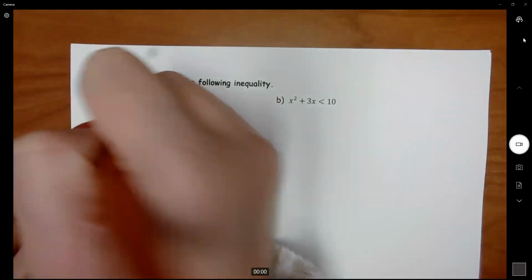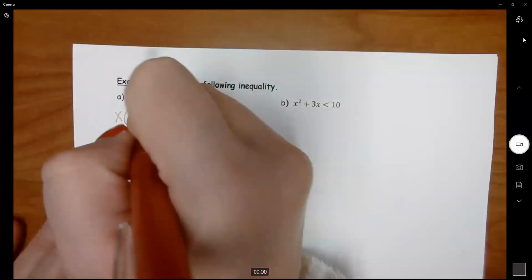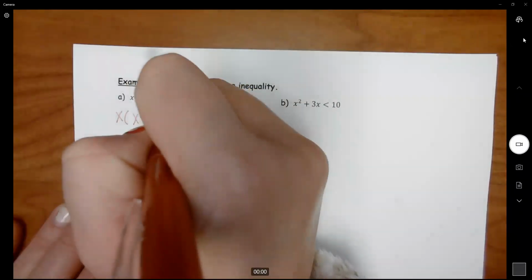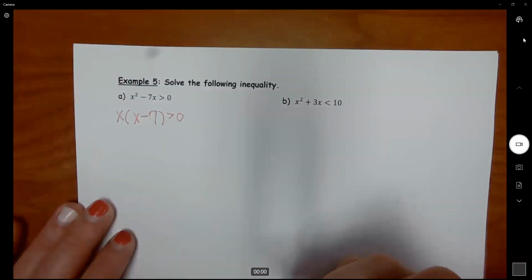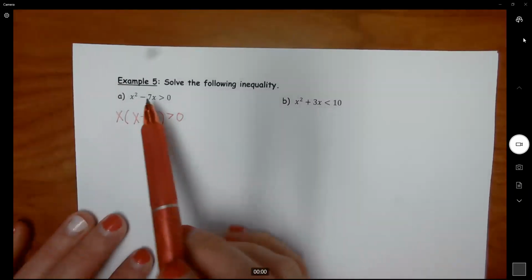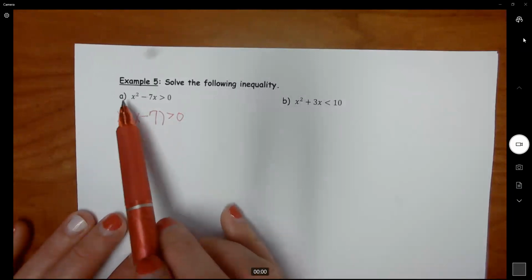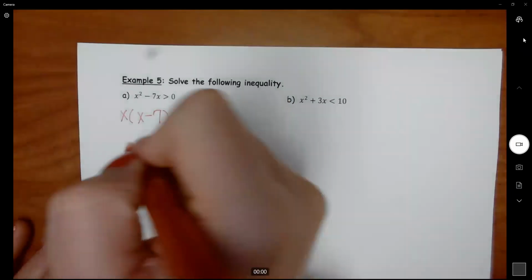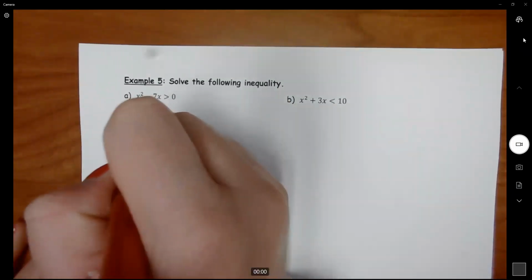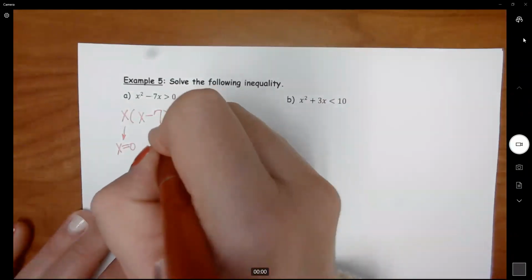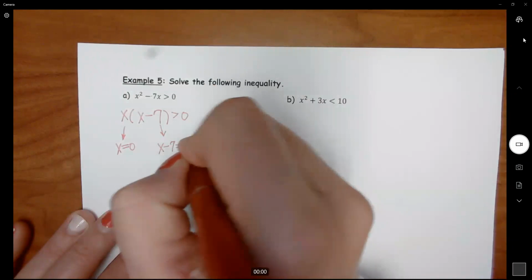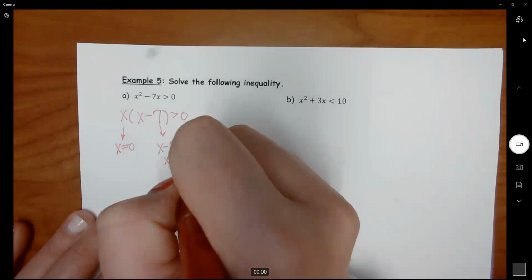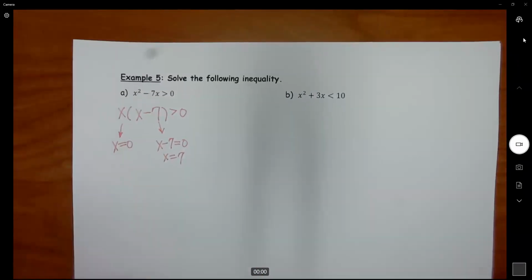So when I factor out an x, x squared divided by x is x, and negative 7x divided by x is a negative 7. If you distribute back, x times x is x squared, and x times negative 7 is negative 7x. So now solve. The first one we get is x equals 0. And for the second one, I'm going to do x minus 7 equals 0, and so x equals 7.